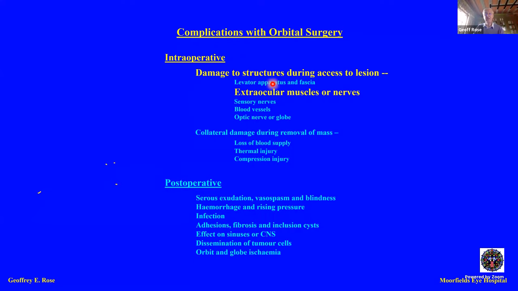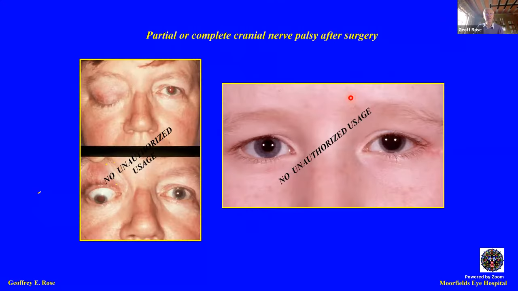Moving on to other structures that can be damaged, obviously the extraocular muscles and the sheaths around them and the nerves to the muscles. And so, for example, you may get a partial or a complete cranial nerve palsy after the surgery. And here's a patient after removal of an apex lesion with an upper branch third nerve palsy. You can see larger pupil on that side, looking downwards slightly in abduction and no levator function at all. And here's the child after removal of a huge intraconal mass of the optic nerve, and has a pupillomotor fiber paresis, not surprisingly, because they've had the optic nerve removed.